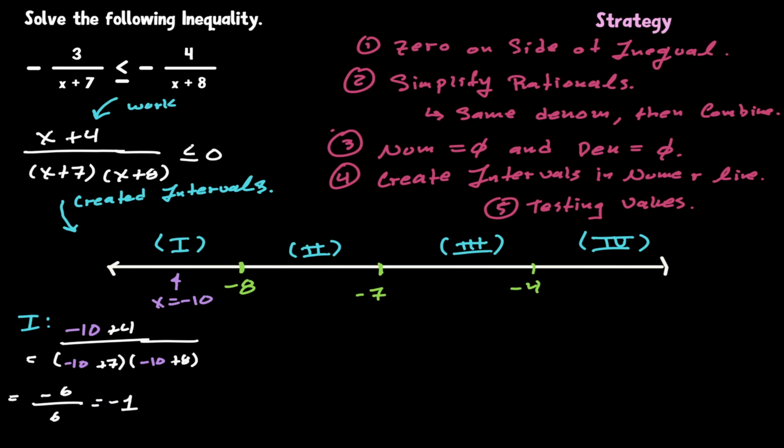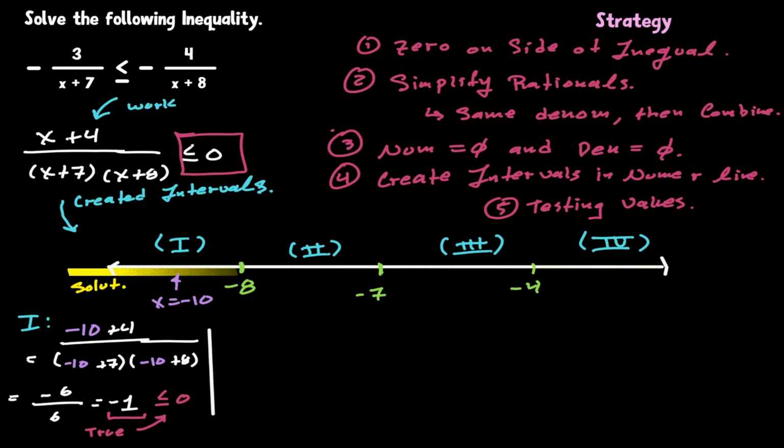And now we're going to ask ourselves one question. Is this value that we obtained less than or equal to 0? Well, it is. -1 is definitely less than 0. Because it is true, then any value of x that is in the first interval is going to be considered in our solutions.